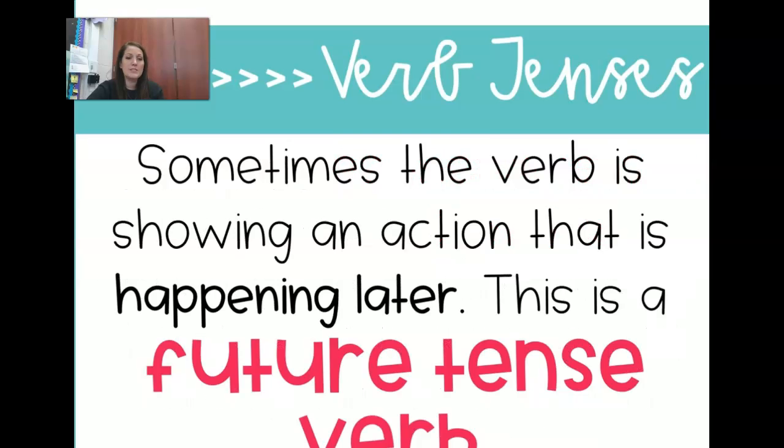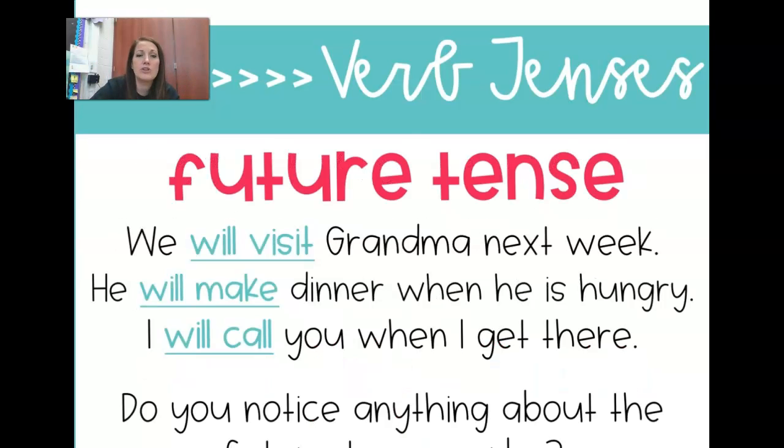All right, so we'll do some more practice in a little bit, but let's talk about our future tense verbs. That's one that will happen, hasn't happened yet. Sometimes the verb is showing an action that's happening later. Our future tense. Do those motions with me. Past, present, future. All right, so here are some future tense verbs. We will visit grandma next week. So we haven't done it yet. We didn't already do it. We're going to, or will. He will make dinner when he is hungry. I will call you when I get there. So I haven't called you yet because I'm not there, but when I get there, I will call.